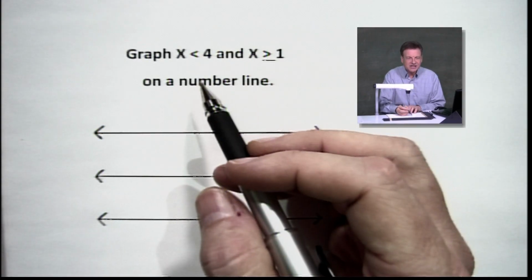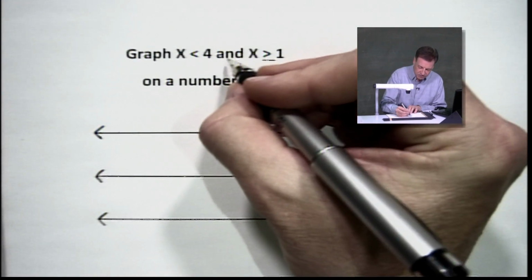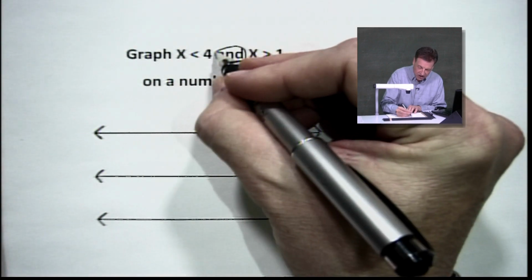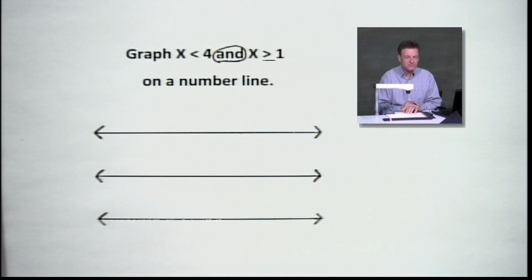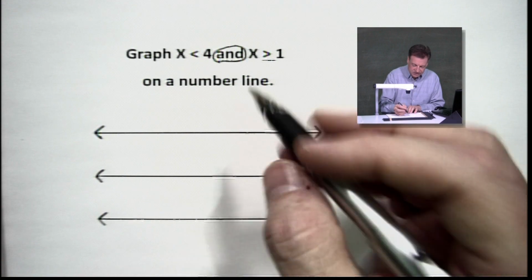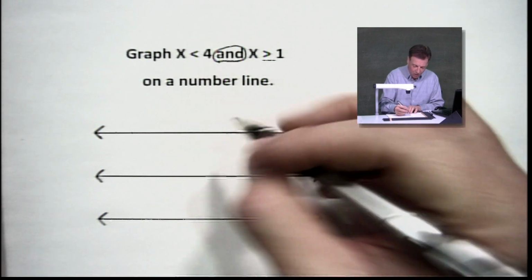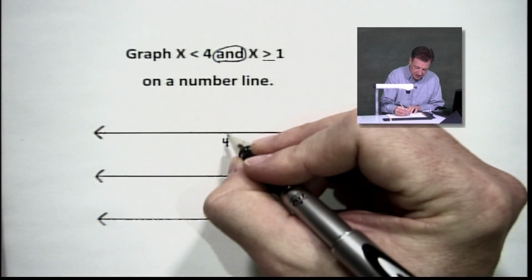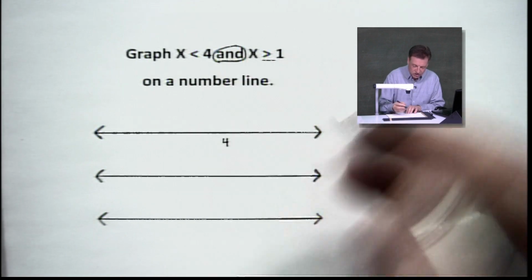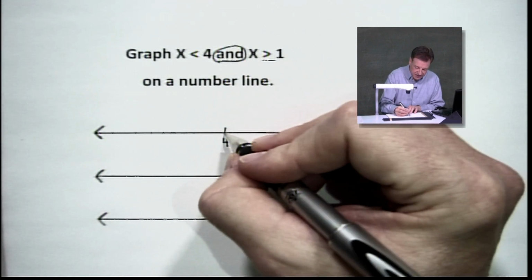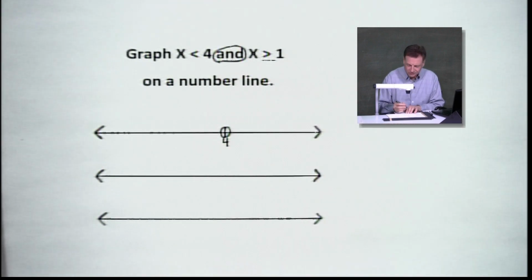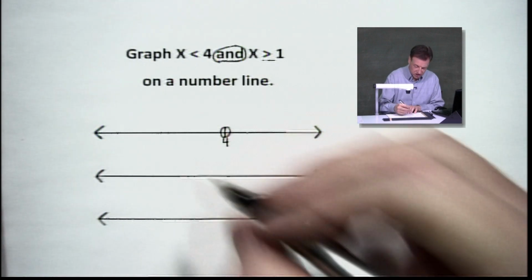So let's take a look at our second one here. Another and, which means we're going to be looking for overlapping. All right, so let's go ahead and put our first two graphs together. This one says we're going to start at 4. So I'm going to take it up here, and it's an open circle. So let's put an open circle there. And it says less than, so we're going to shade it to the left.